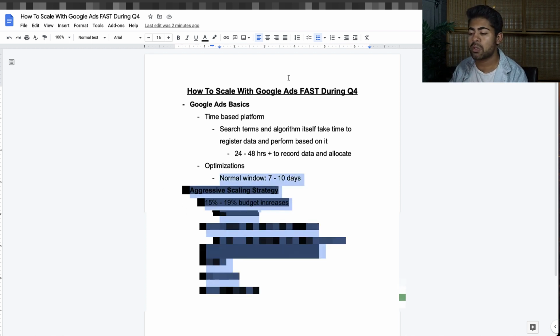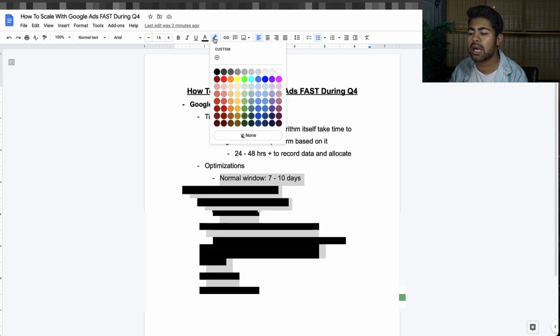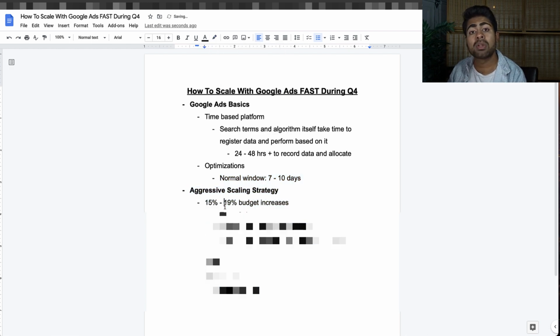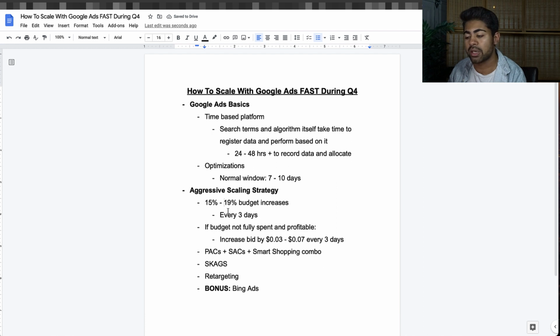So exactly what do you do then? Well, here's exactly what you do. Here's my exact scaling strategy, which I'm using for that ad account as well, which we'll be diving into very shortly. The aggressive scaling strategy starts off with the budget increases, and this only applies to you if your Google shopping campaign or your Google search campaign is spending the entire budget.